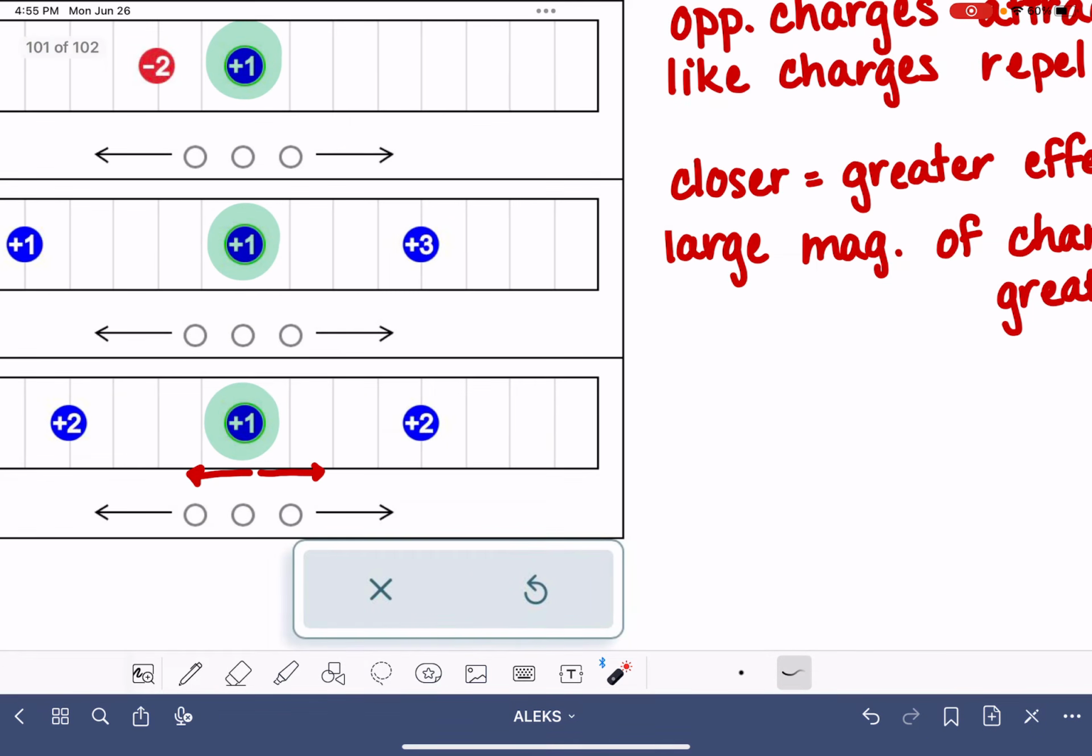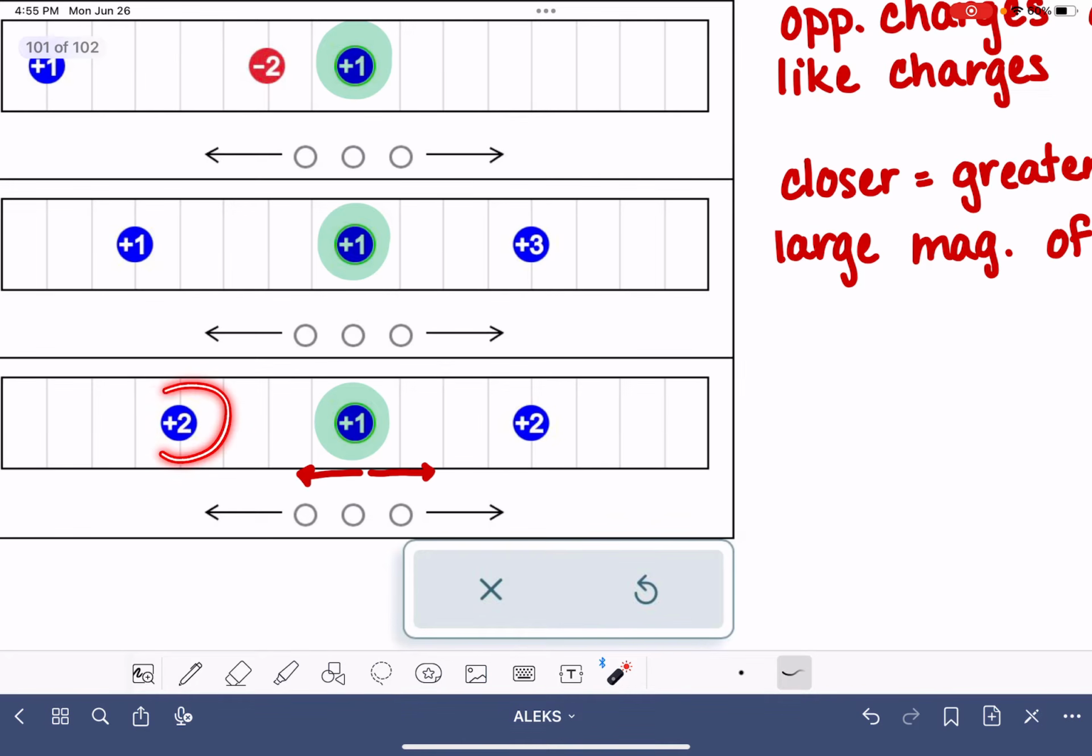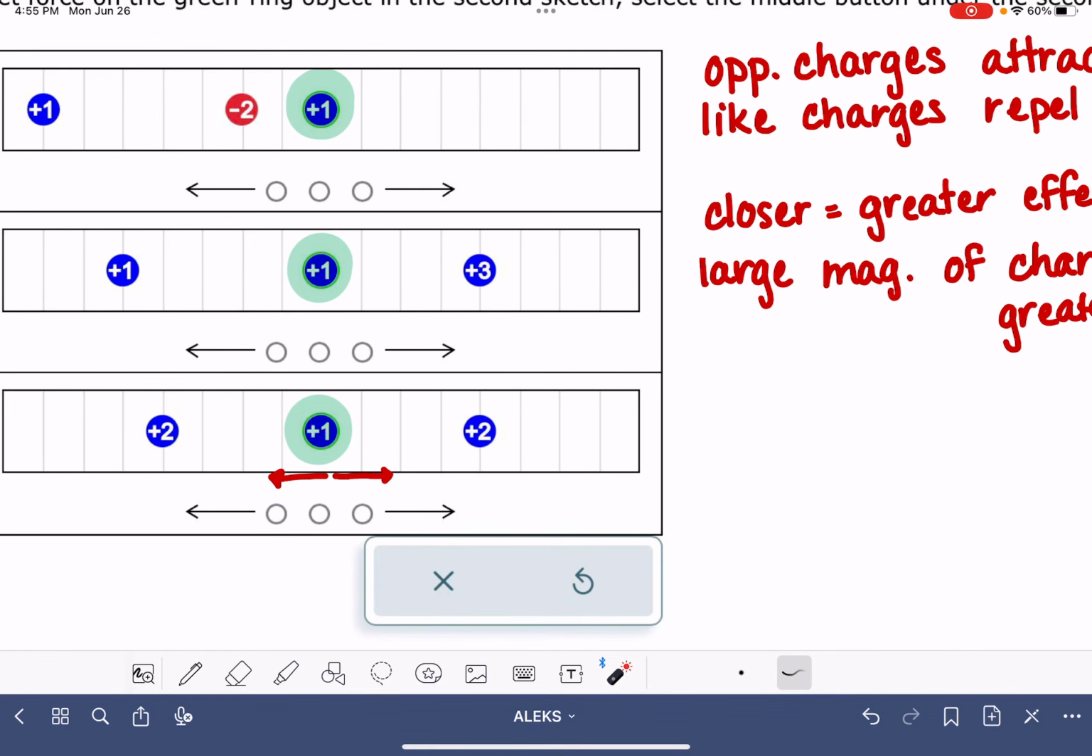First of all, let's talk about the magnitude of charge. Both of these have a magnitude of 2. So in terms of the magnitude, they are equal to each other in the effect that they would have on our highlighted point charge. So we can't use this to help us identify, or well, I guess we can. We can say that based on the magnitude of the other two charges, the force on the center charge is exactly the same to the left and to the right.